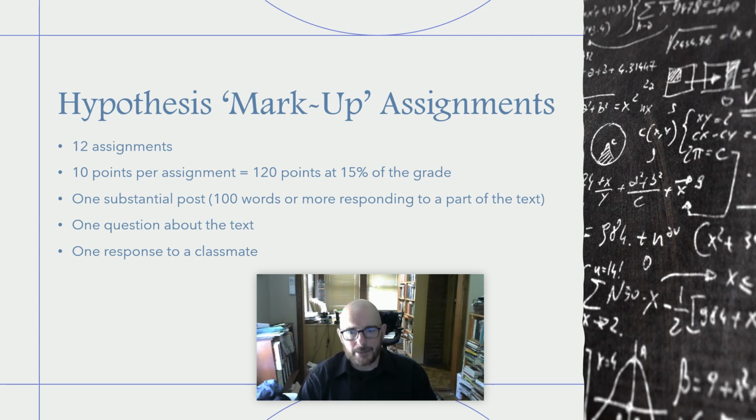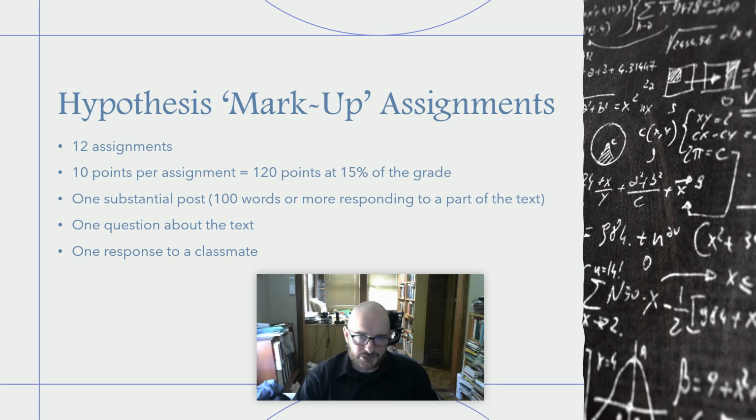So the markup assignments. Hypothesis is the name of the company that produces this tool for educational use. The markup assignments are where we mark up a text together. There are 12 assignments in total, 10 points per assignment, 120 points at 15% of the grade. To get the points on this assignment, you have to do 3 specific things. You have to post one substantial post. It's 100 words or more, so it's not essay length or anything like that, but you just have to say enough to make your point.